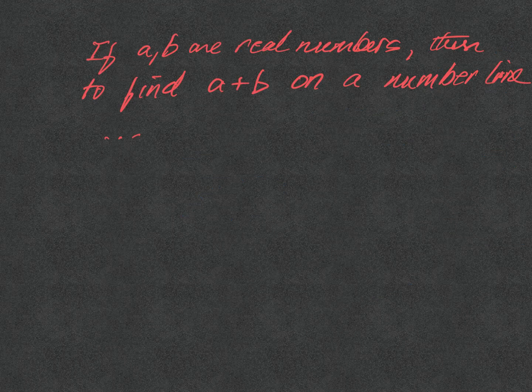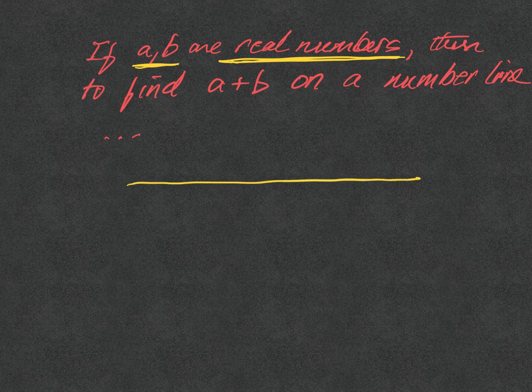Next page. Okay. So what we want to do is add on a number line first. And so we want to start with if A and B are real numbers, either positive or negative, then to find A plus B on a number line, what must we do? So here's how we do it. Here's a number line. And let's pick an example to represent this. So for A, let's call it 3. And then for B, we'll do plus 5.